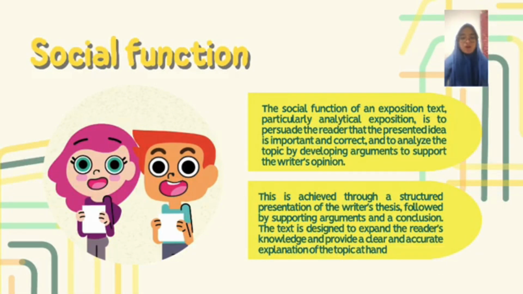Next is social function. The social function of an exposition text, particularly analytical exposition, is to persuade the reader that the presented idea is important and correct, and to analyze the topic by developing arguments to support the writer's opinions. This is achieved through the structured presentation of the writer's thesis, followed by supporting arguments and a conclusion. The text is designed to expand the reader's knowledge and provide a clear and accurate explanation of the topic at hand.